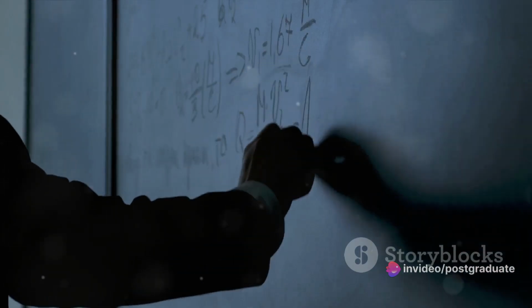The fifth step involves determining the response distribution. This is an estimation of the responses the researcher expects to receive. It plays a significant role in sample size calculation, as different response distributions require different sample sizes.